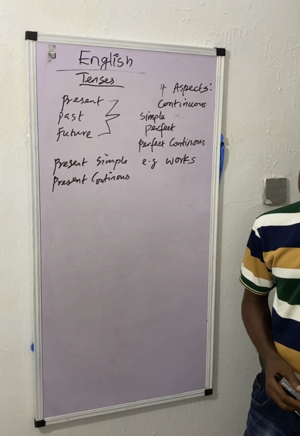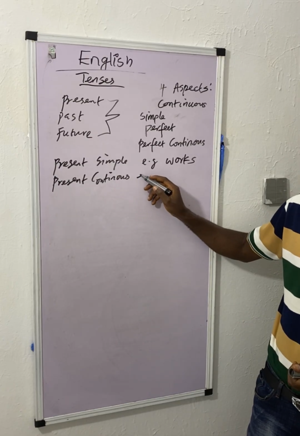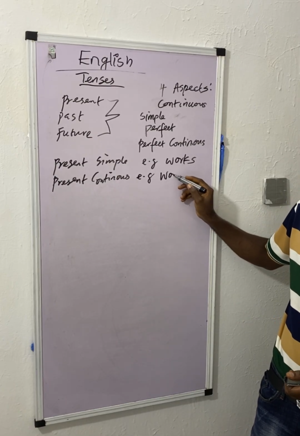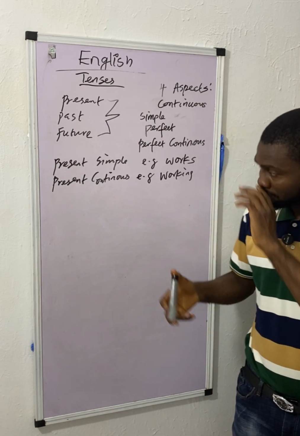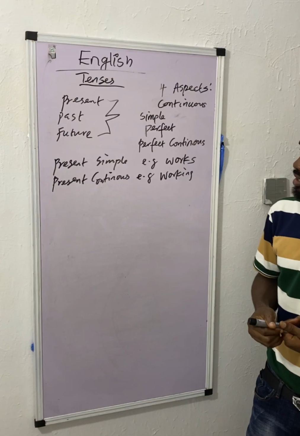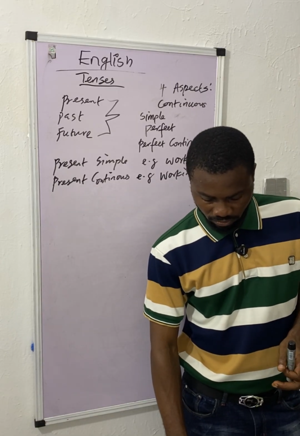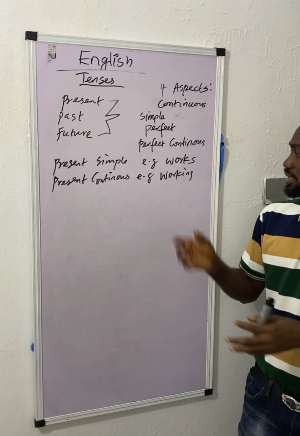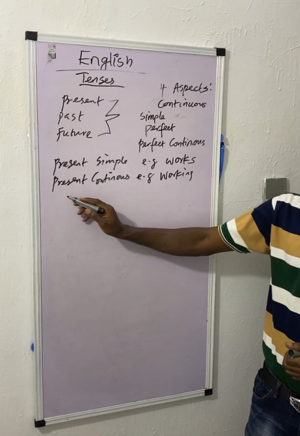The ing forms. Working. Something that is ongoing, an ongoing action. He is working. I am working. Present continuous. So the form usually comes with I am, he is, then the ing form. Then we have the next present tense.